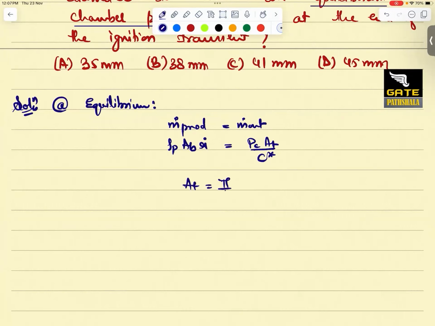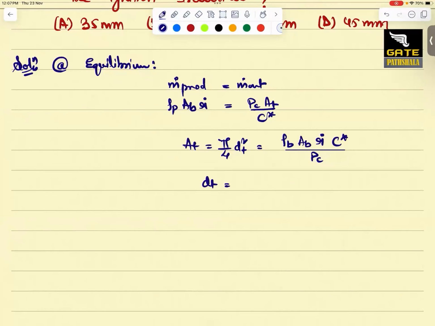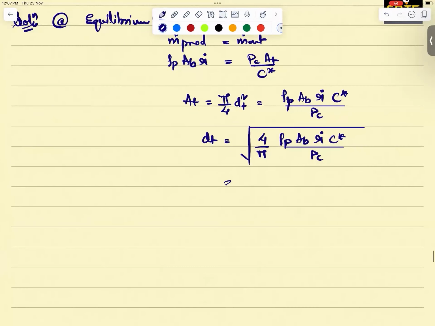AT equals pi by 4 dt square, which is equal to rho P AB R dot C star by PC. So what will be your dt? It will be under root of 4 by pi into rho P AB R dot C star by PC. Substitute and the answer will come.